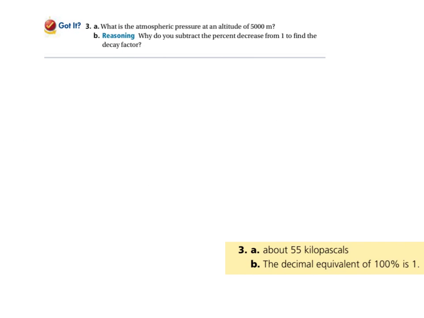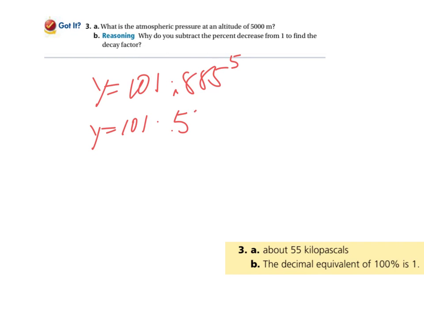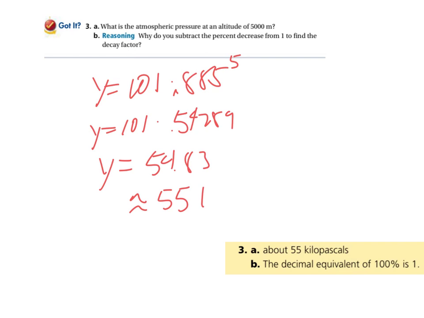So again, playing off the last problem, the only thing we would like to change this time is, what is the atmospheric pressure at an altitude of 5,000 meters? So you'd throw a 5 in there, right? So we're going to have Y equals 101 times 0.885 raised to the 5th power, which is about 101 times 0.54289, I think it goes on forever, right? Multiply that out, Y is 54.83, which really we're looking at approximately 55 kilopascals.